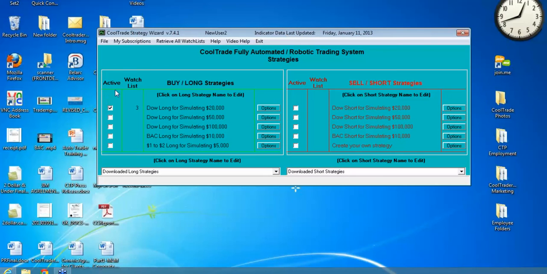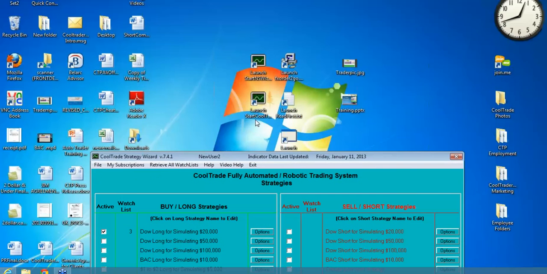So when you buy it, you go ahead and click on that first, and then you're going to select one of the strategies that comes with the system for simulating and educational purposes. So you put a check mark, say, next to the Dow 30 Long simulating 20,000, or the Dow 30 Long simulating 50,000. These are just example strategies. You put a check mark next to it, and then you can go ahead and launch Start CoolTrade, and it will begin carrying out that strategy for you so that you can start learning from it.